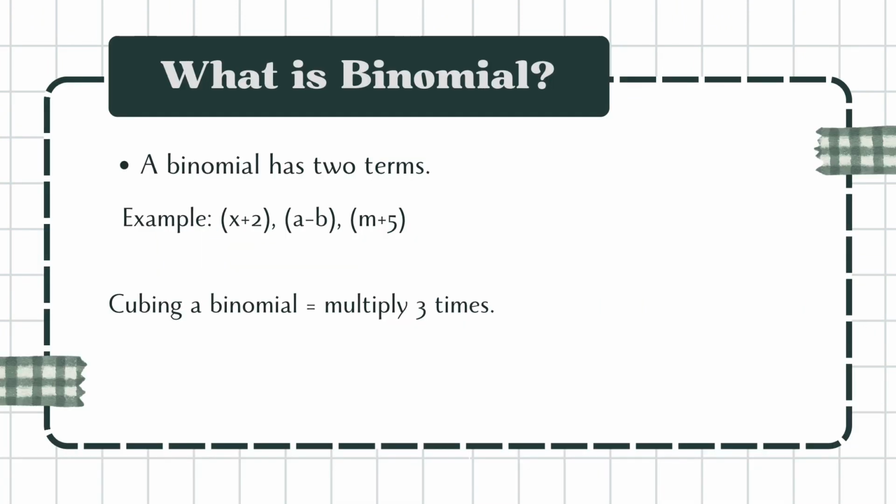What is a binomial? First, let's understand what we're dealing with. A binomial is a mathematical expression that has two terms. For example, the quantity x plus 2 or the quantity of a minus b. When we cube a binomial, we raise it to the power of 3, meaning we multiply it by itself 3 times. So, the quantity a plus b times the quantity of a plus b times the quantity of a plus b sounds like a lot. But don't worry, there's a pattern to make this easy.